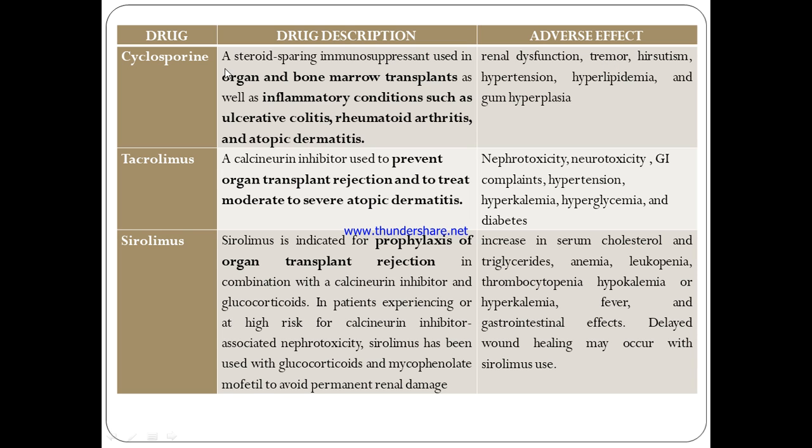Adverse effects: cyclosporin causes renal dysfunction, tremor, hirsutism, hypertension, hyperlipidemia, and gum hyperplasia. Tacrolimus causes nephrotoxicity, neurotoxicity, GI problems, hypertension, hyperkalemia, hyperglycemia, and diabetes. Sirolimus causes increased serum cholesterol and triglyceride levels, anemia, leukopenia, thrombocytopenia, hyperkalemia, fever, and GIT problems, and it may delay wound healing. So these are the different drugs under these two categories.